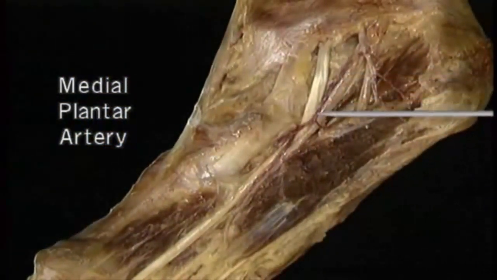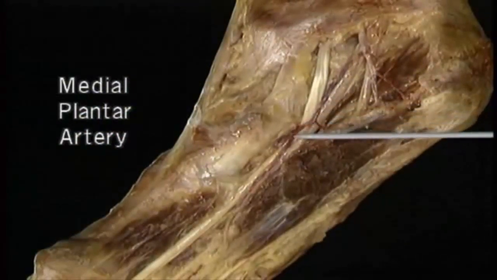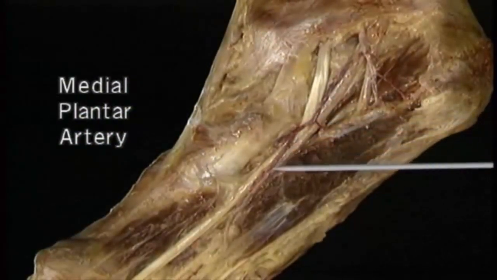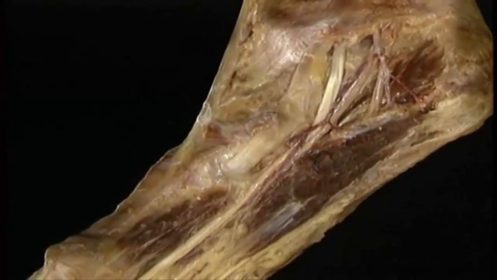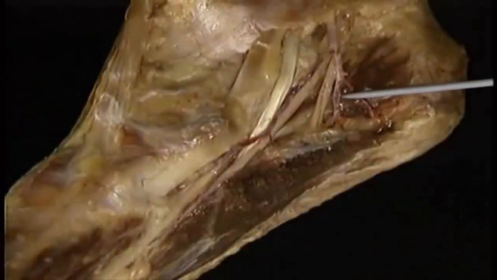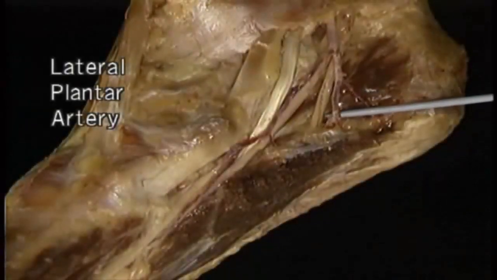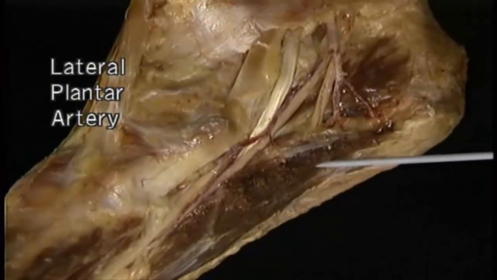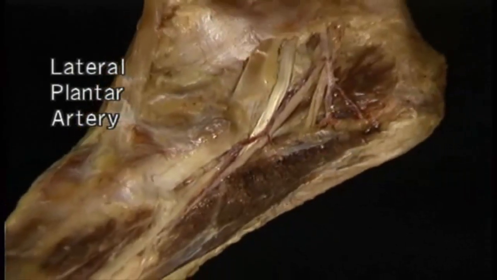It crosses over the tendons of the two long toe flexors and runs along the medial side of the foot. Its branches supply the adjoining muscles and the underside of the big toe. Now we'll look at the lateral plantar artery. It passes deep to flexor digitorum brevis, which we'll remove.